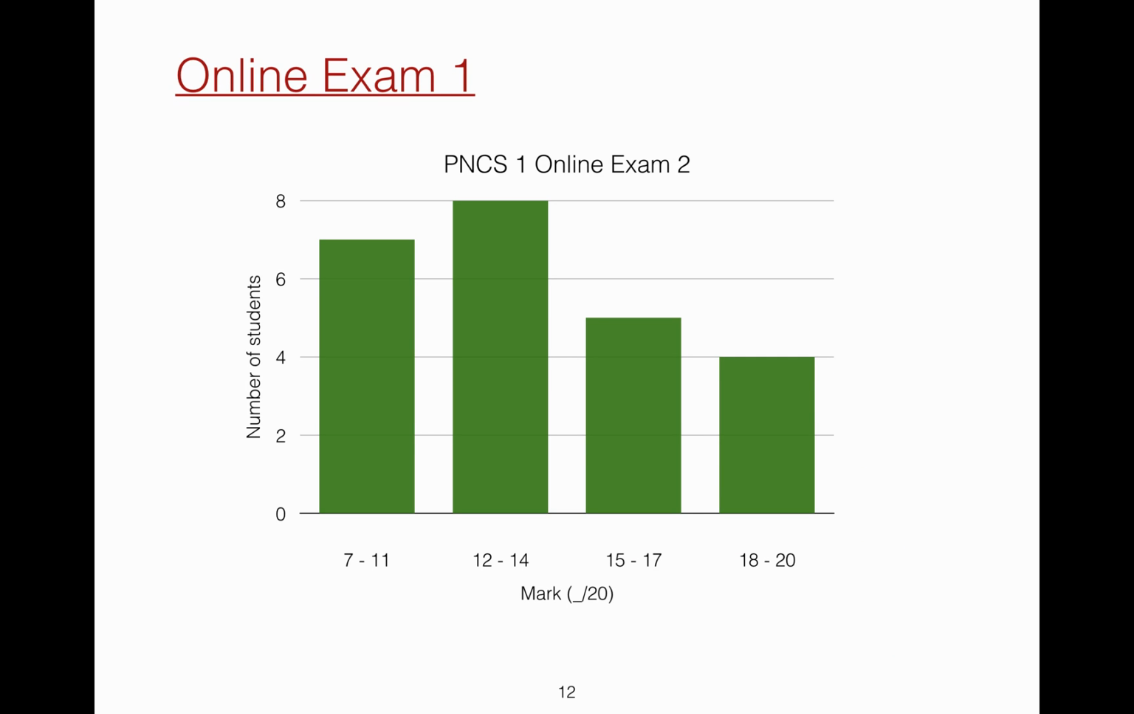This graph displays a distribution of the marks received for the second online exam. 7 students received marks between 7 and 11, 8 students 12 to 14, 5 students 15 to 17, and 4 students had marks 18 to 20.